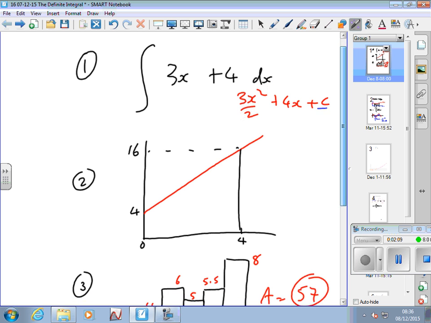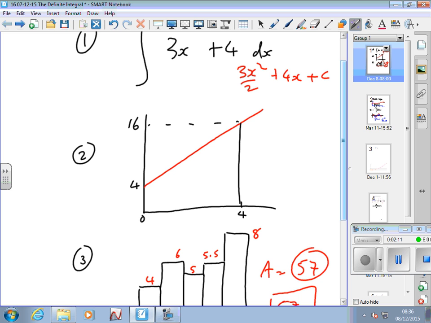Number 2, anybody come up with an answer for this one? David? 40. Any agreement there? Okay, 40, good. One way, is this the way you did it, David, would be to sort of split it, find the area of the rectangle and the area of the triangle. Okay.